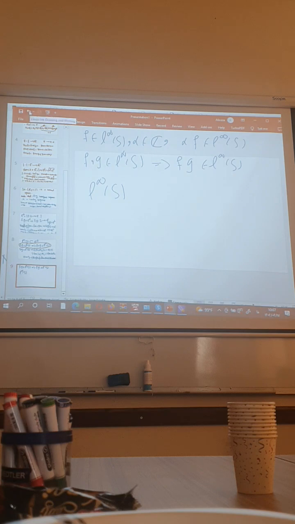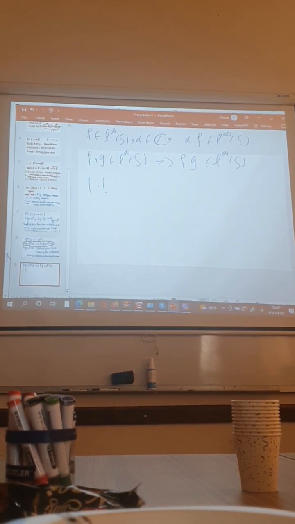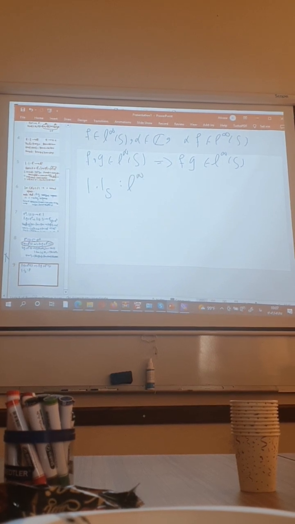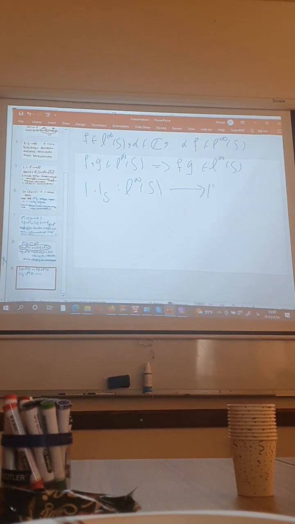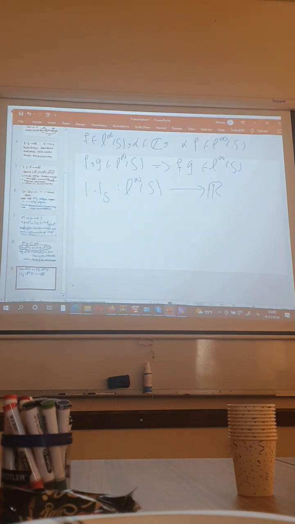Now we want a norm function in this linear space. We define a norm function from L infinity to real numbers. We denote it by norm of f with this notation or this notation, okay? In your book, it is denoted by this notation.